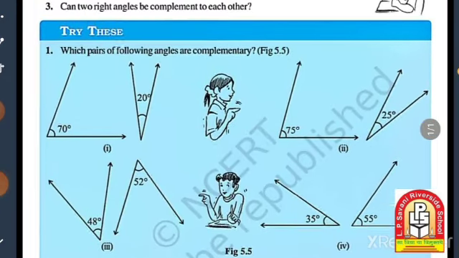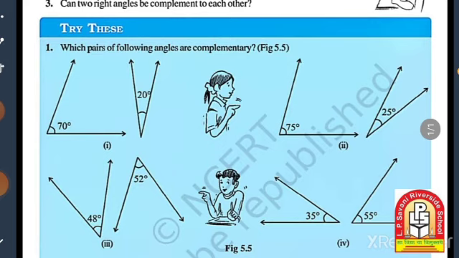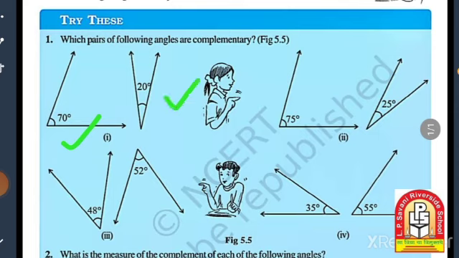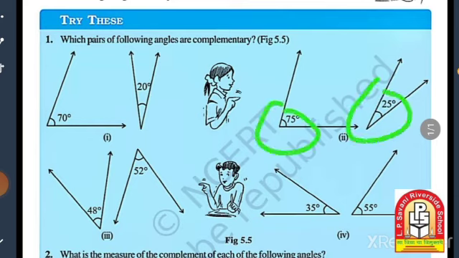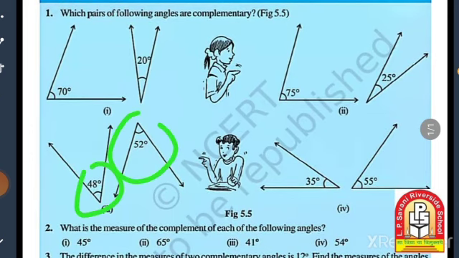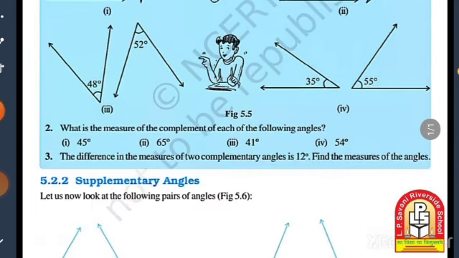Here you can see which pairs of the following are complementary. In the first, 70 plus 20 is complementary because the sum is 90. Then 75 plus 25 is above 90, so that is not complementary. Then 48 plus 52 is also not complementary because the sum of these two angles is 100. Then 35 plus 55 is 90, so these are complementary angles. You have to write these sums in your homework.